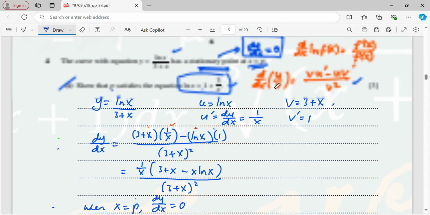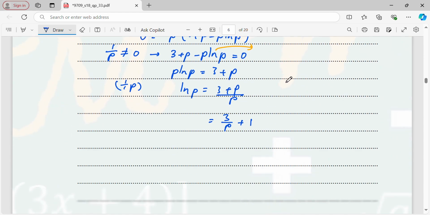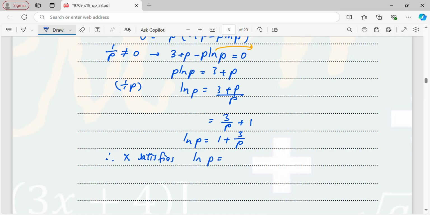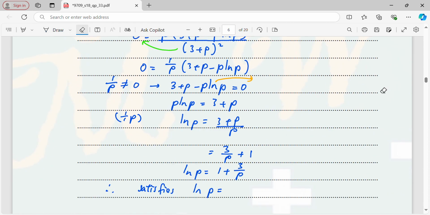And now I will rearrange because we need to get ln x equals 1 plus 3 over x. So here I will just write ln p equals 1 plus 3 over p. And remember, the p is the x value. So therefore, I will just write p satisfies ln x equals 1 plus 3 over x. So this is how we showed the equation.